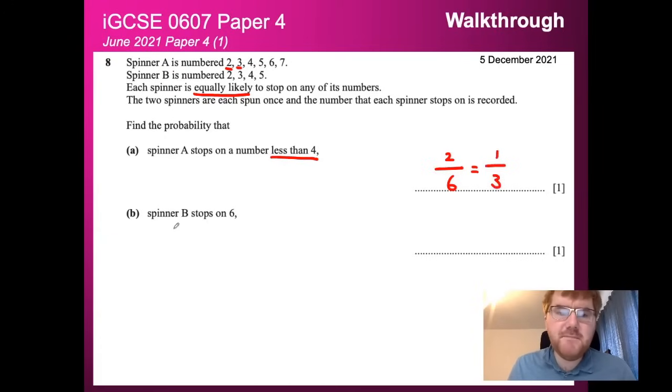On to question B. So spinner B stops on 6. And this seems confusing because if we look at spinner B, well, there is no 6 here. There is only a 2, 3, 4, and a 5. Therefore, the probability of spinner B being on 6, well, that's impossible. And the way we express that in mathematics is we put a big 0 to indicate that it is impossible.